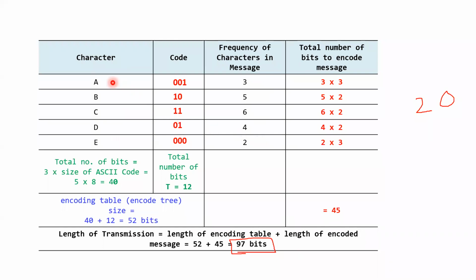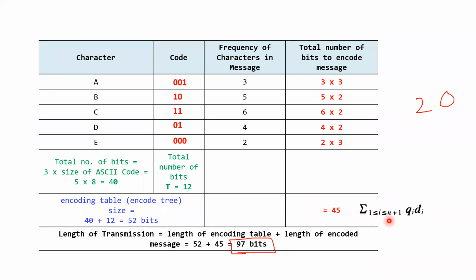So A's code is 001, its frequency is 3. That is, the message contains 3 A's, and the size of 3 A's will be 3 into 3, which is equal to 9. Now B character's code is 10. There are 5 B's in the message, so the transmission size will be 5 into 2, 10 bits. So perform the sum of all this, and you are going to get 45.